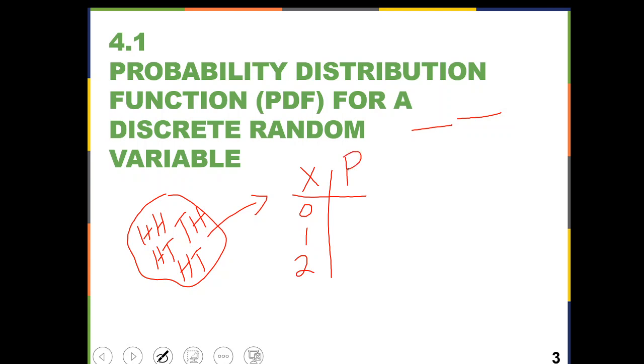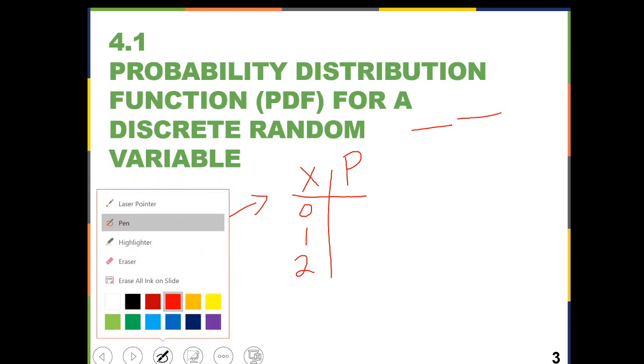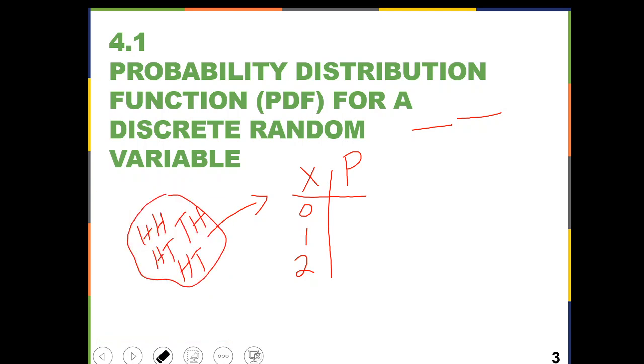So the probability of 0 heads would be, and I'm seeing that I'm missing TT. Let me fix that. Okay, this should be TT. We have HT and TH, HH, TT. Okay, 0 heads would be that one, so it's 1 out of 4. The probability that you get 1 head would be 2 out of 4. And the probability to get 2 heads is 1 out of 4.